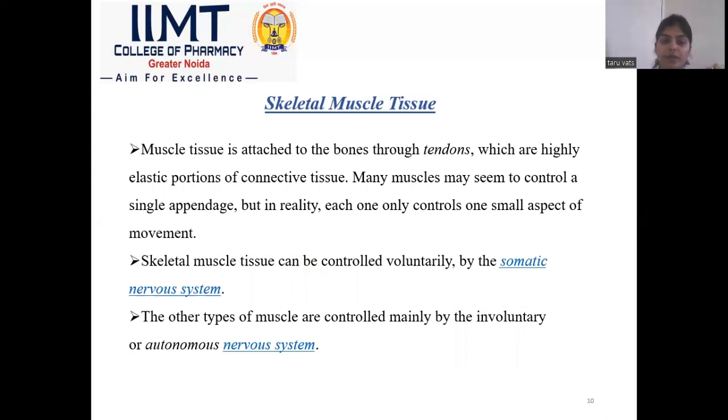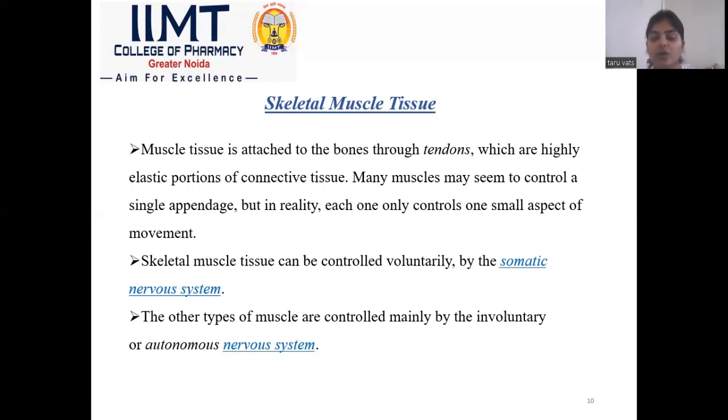So, skeletal muscle. These muscles are under the control of our will. That's why they are known as voluntary muscles. The muscle contains unbranched fibers known as myofibrils. These fibers contain distinct striations. And these fibers are surrounded by a membrane known as sarcolemma.